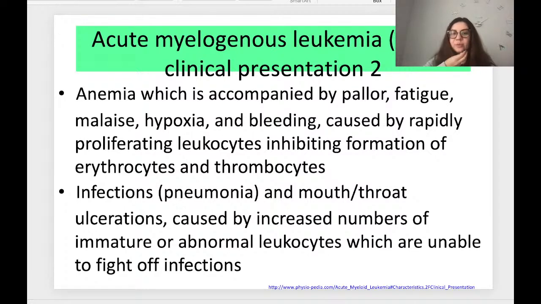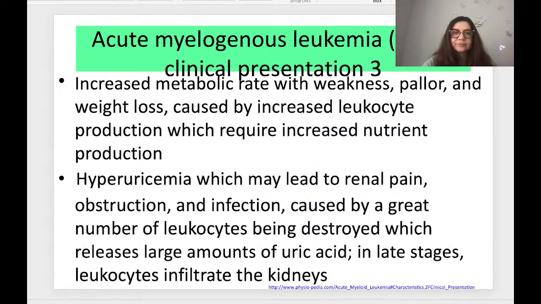Infections, for example, pneumonia, mouth ulcerations, caused by increased numbers of immature and abnormal leukocytes which are unable to fight off infections. It can be increased metabolic rate with weakness, pallor, and weight loss caused by increased leukocyte production, which requires increased nutrient production. Hyperuricemia, which may lead to renal pain, obstruction, and infection, is caused by a great number of leukocytes being destroyed, which releases large amounts of uric acid. In late stages, leukocytes infiltrate the kidneys.